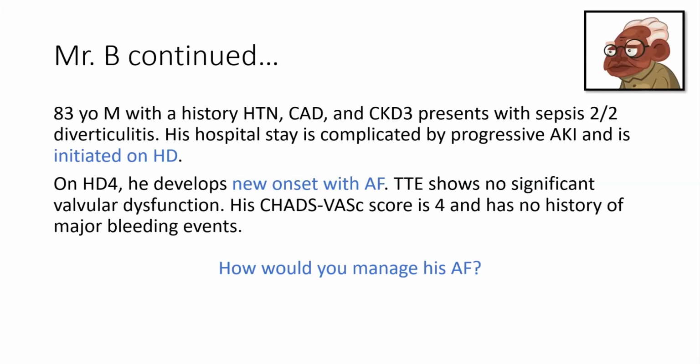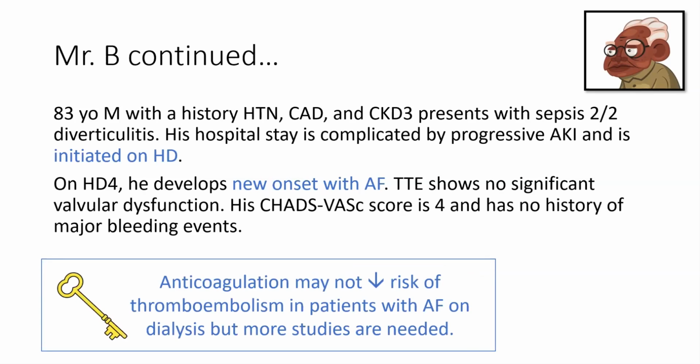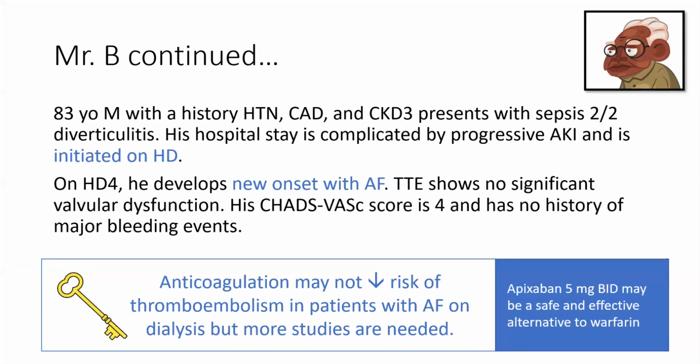So coming back to Mr. B, he has new onset AFib and is now on hemodialysis. How can you decrease his stroke risk? Anticoagulation may not decrease the risk of thromboembolism in patients with AFib on dialysis, but more studies are needed on this. If you talk to cardiologists, the majority of them favor anticoagulation, but if you talk to nephrologists, a lot of them favor not anticoagulating. If you do choose to anticoagulate, Apixaban 5 milligrams BID may be a safe and effective alternative to warfarin.